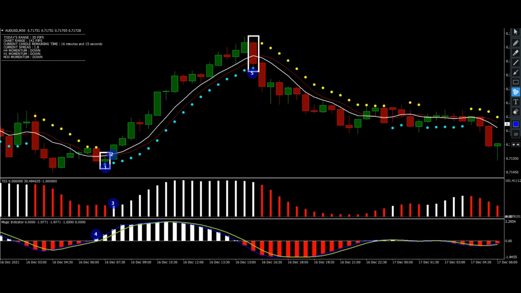The stop loss is to be placed on the candle which touches the parabolic SAR dot. And take profit is to be booked when the candle further touches the parabolic SAR dot.